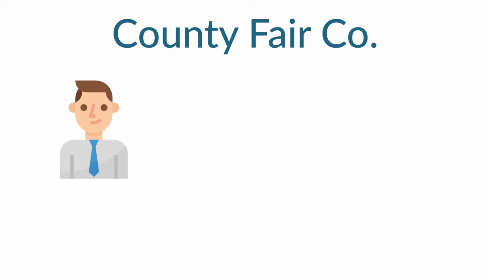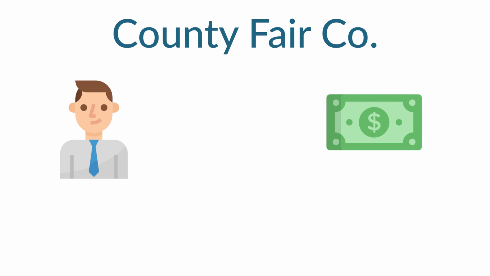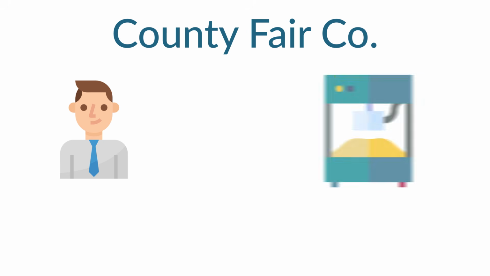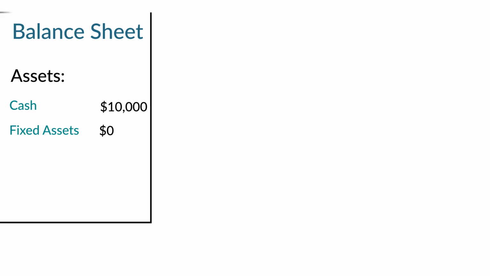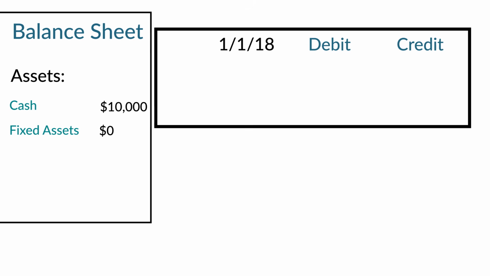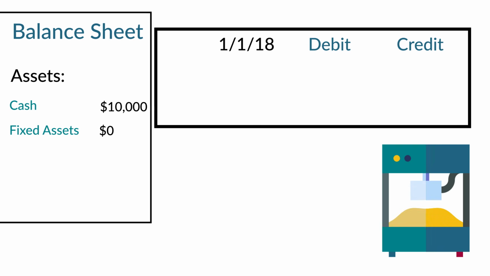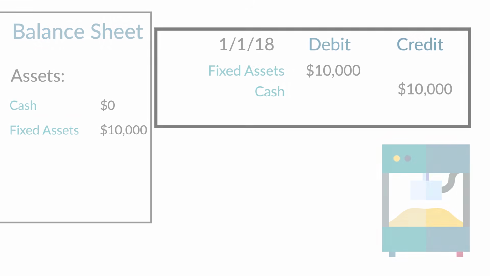Let's say that you are the owner of the County Fair Co. Your company has extra cash, and you believe that your best investment is a popcorn machine for the upcoming fair. You start out with $10,000 in cash, so this is what your balance sheet looks like. On 1/1/18, you buy a popcorn machine for $10,000. Debit to fixed assets for $10,000, credit to cash for $10,000.